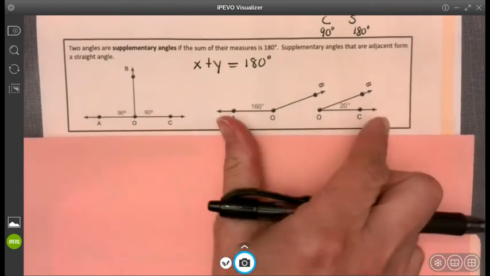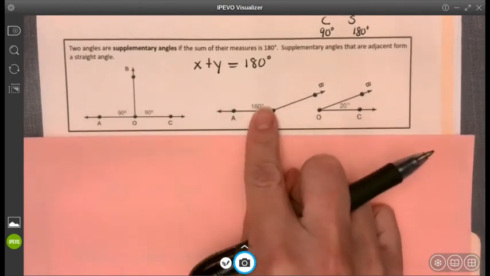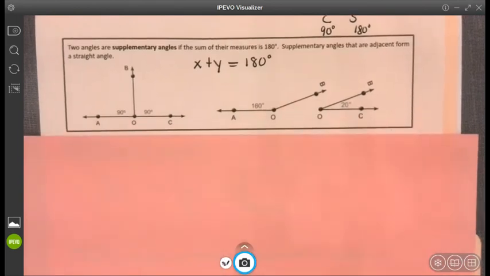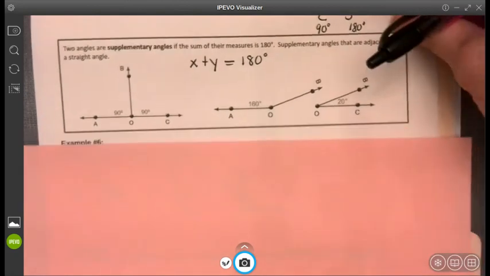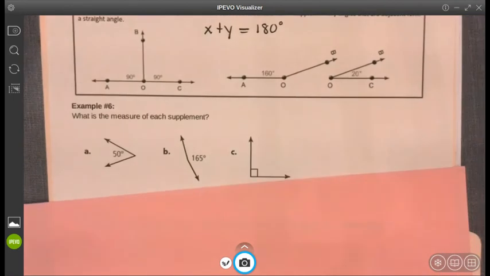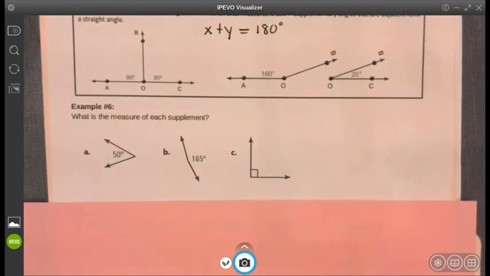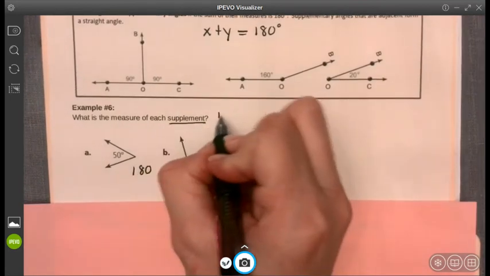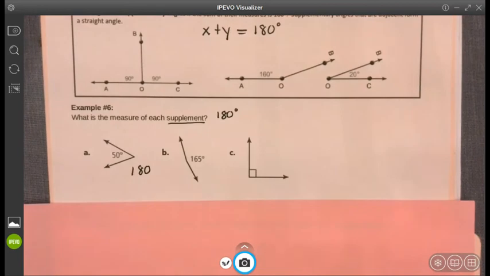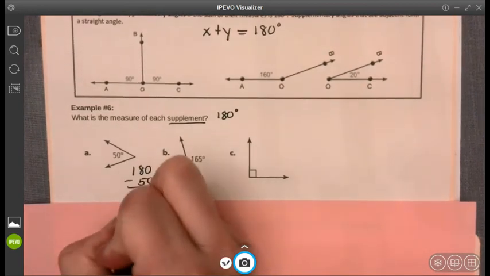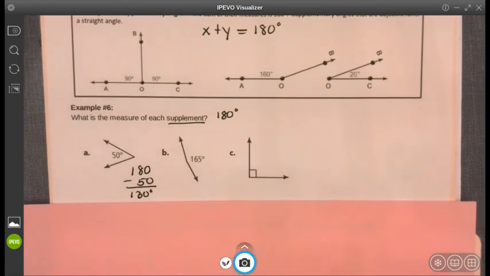If you were to take these two angles and kind of smush them together here, 160 plus 20 would give us 180, which again makes a straight line. So next they're having us find the supplement to these three. And this is very similar to what we just did on the front. So again, I would have 180 this time though, because I see that word supplement. So I'm going to write the 180 degrees. So I take 180, subtract 50, and get 130 degrees.